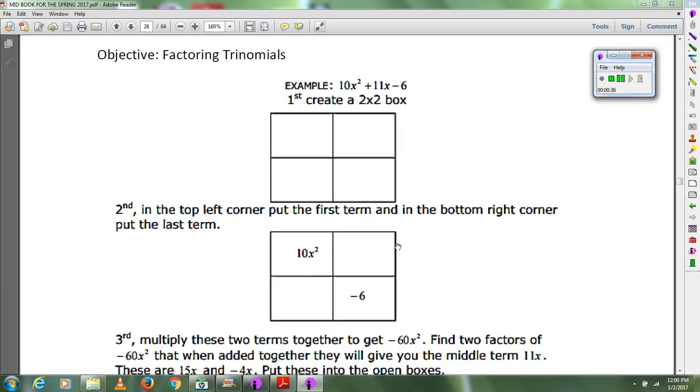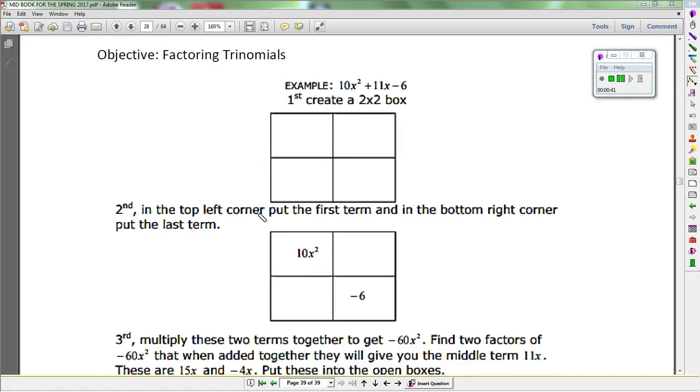Next step, from the top left corner and the bottom right corner, you can put your first and your last term. So I put the first term on the top left corner of my 2x2 box, and the last term in the bottom right corner of my 2x2 box. So that will be step 2. Now let's move on to the next step.